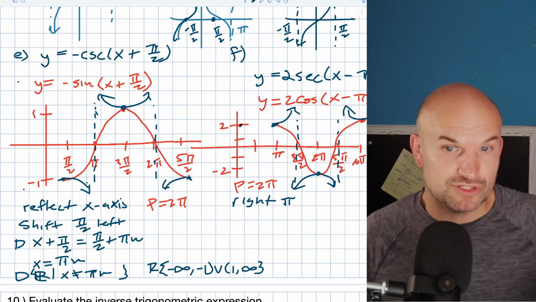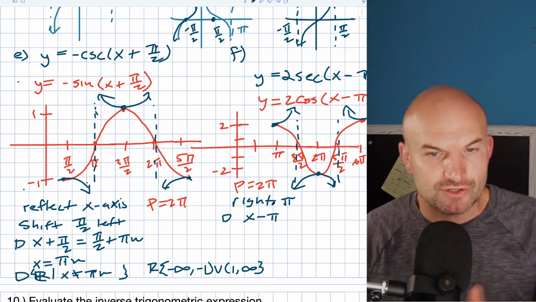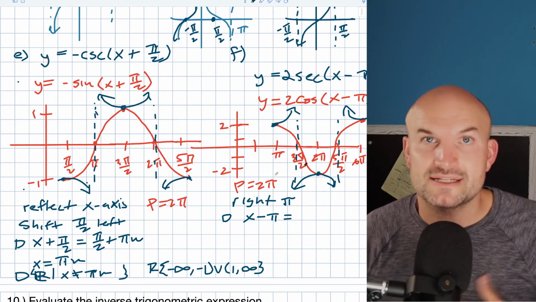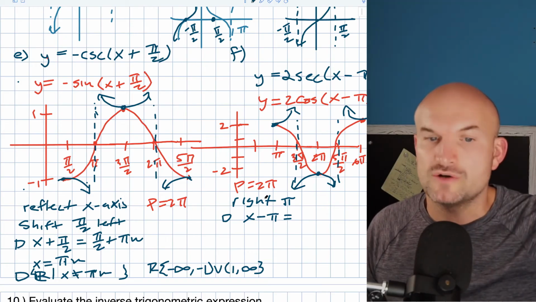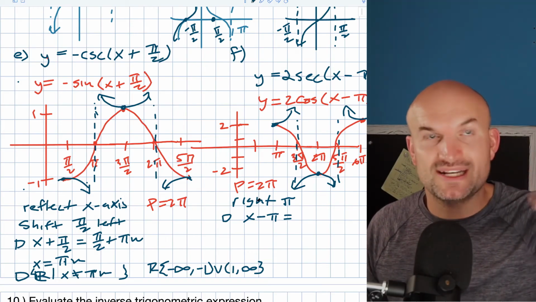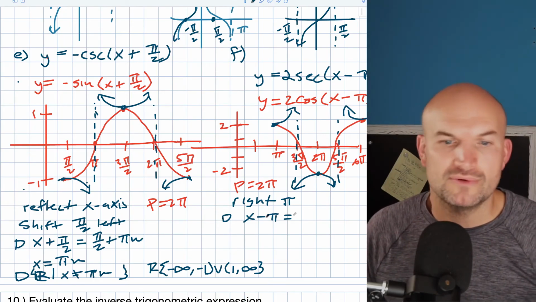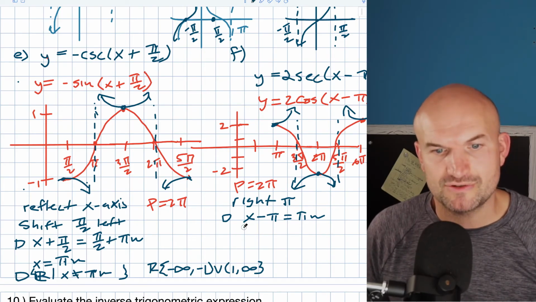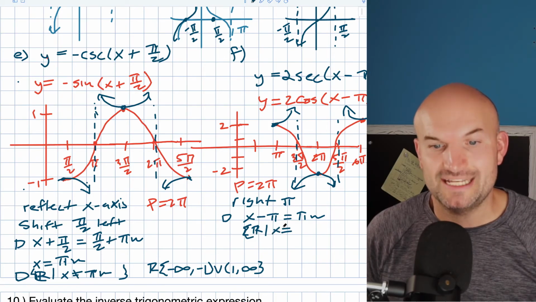For my domain, you're going to take whatever's inside your function. So x minus pi, and you set it to when your function is undefined for secant. If you think of the unit circle, secant is 1 over cosine, so when is cosine going to be 0? That's at every pi n. So x minus pi is equal to pi n. Therefore, my domain is all real numbers such that x cannot equal pi plus pi n.